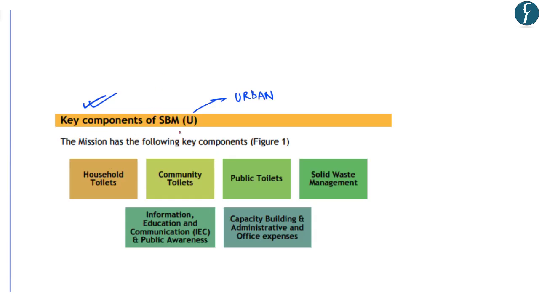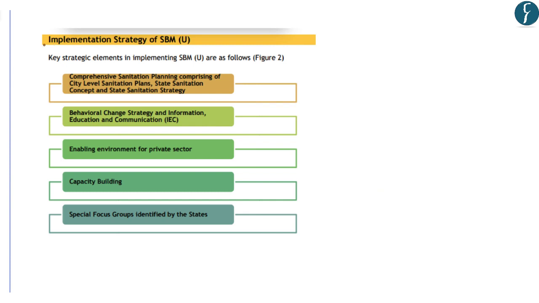In this aspect, it's also important to know about key components of Swachh Bharat Mission Urban. The key components are household toilets, community toilets, public toilets, solid waste management, information, education and communication, that is IEC, as well as public awareness, and capacity building and administrative and office expenses. The implementation strategy to be followed for Swachh Bharat Mission Urban is comprehensive sanitation planning comprising city level sanitation plans, state sanitation concept and state sanitation strategy, behavioral change strategy, and information, education and communication. Further, enabling environment for private sector, capacity building, as well as special focus groups identified by the states.